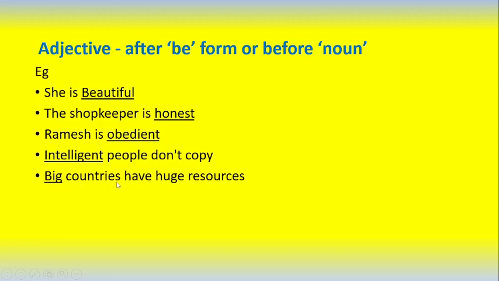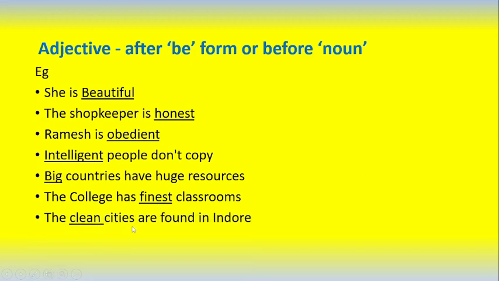Then, big countries have huge resources. Okay, country is a noun here, so before that it is big. Big is an adjective here. Big countries have huge resources. So it is before the noun. Then, the college has finest classrooms. See here, finest is an adjective. It is used before the noun.